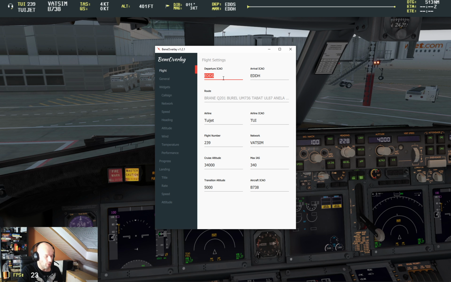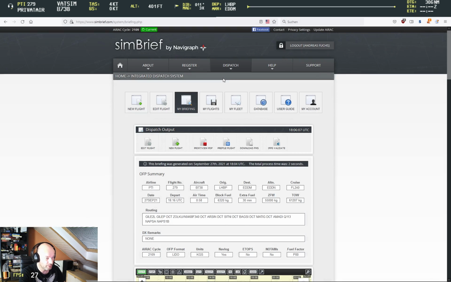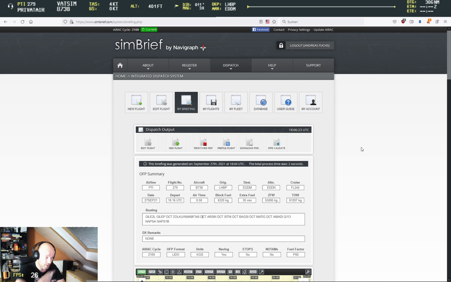Then I need to change our overlay. We're going from Budapest to Munich. Routing, who cares? We are Private Air, PTI 279. Oh, cruising level I forgot about. Let's have a look. It's saying cruise level, where is it? 240? No, it can't be. No, initially 240 and later, yeah, 340. So that's good, 340, transition 5000, we don't care about too much. So minimize. So our overlay, what you see on the top bar of the screen, should now be updated. It should reflect our current flight.